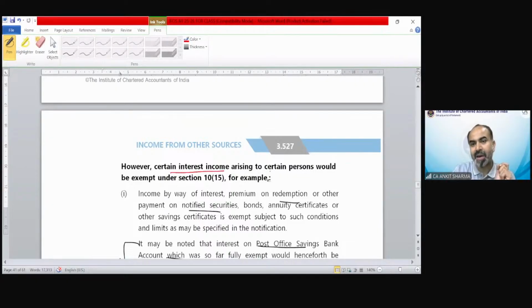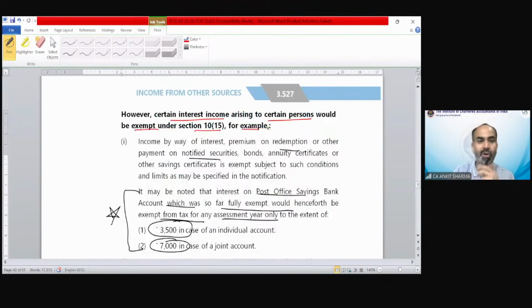Certain interest income arising to certain persons would be exempted under section 10(15), for example. Now this is important for the purpose of your examination. Income by way of interest, premium on redemption, or other payment on notified security bonds, annuity certificates, or other savings certificates is exempt, subject to such conditions and limits as may be specified in the notification. It may be noted that the post office savings bank account interest provision has been asked in the examination. So that's why I'm saying this is very important.